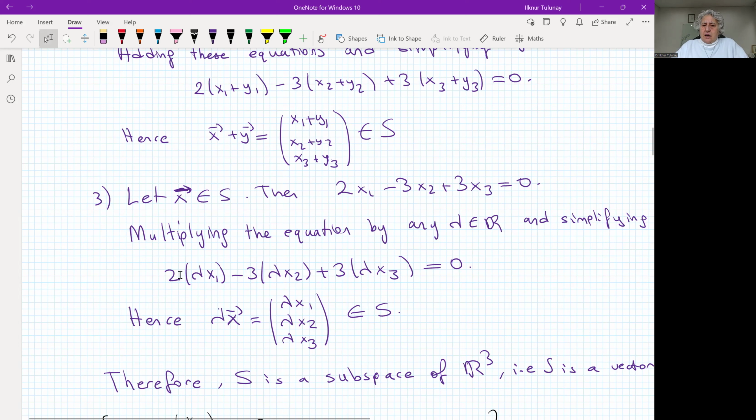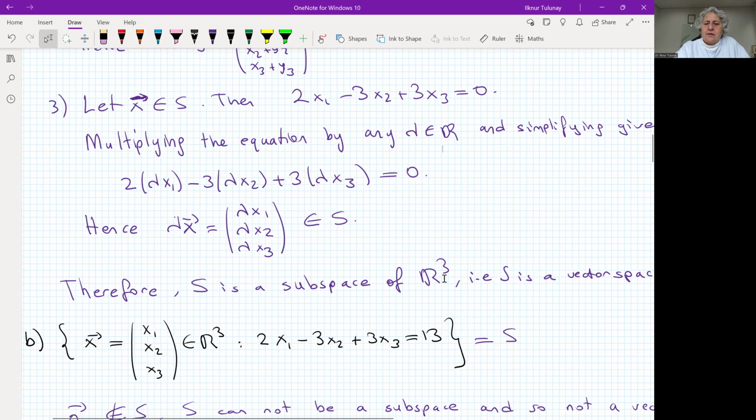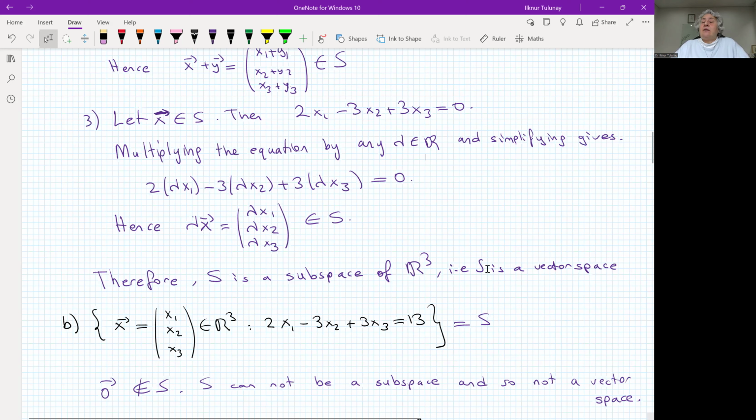Okay, and then by multiplying this equation by lambda, we will have this equation, which says that this is the first component, second component, third component. That was the equation. It means that this vector is inside of S. So S is closed under scalar multiplication. Therefore, S is a subspace of R3, and particularly S is a vector space by the definition of a subspace. I think this is clear.